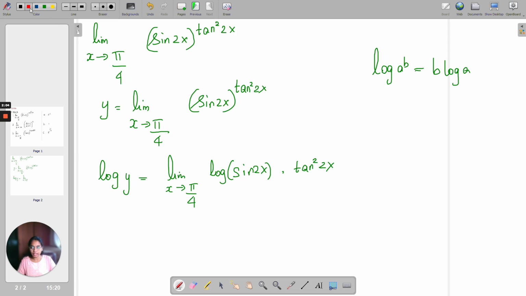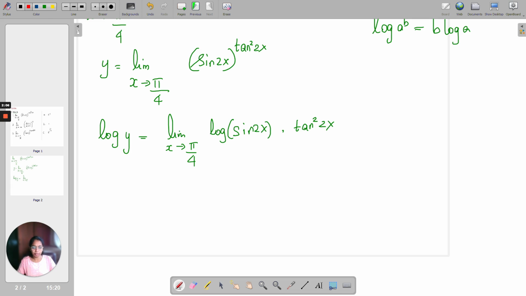Now apply the limit to the function. What would you get? I would get sin pi by 2, right? Because in the place of x, if you substitute pi by 4, 2 times 4 is pi by 2. Now, what is sin pi by 2? 1, right? What is log 1? 0. Yes? Now, what is tan pi by 2? Tan 90 degrees? That is infinity.